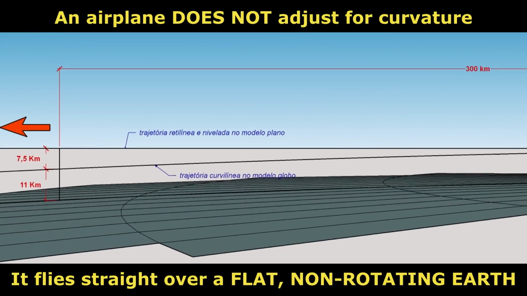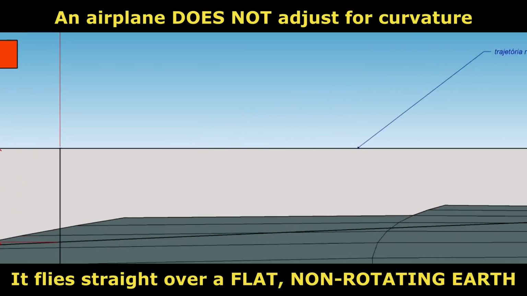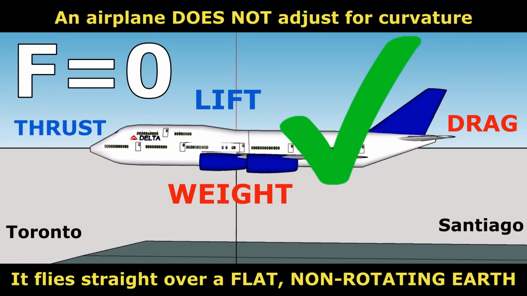Now this is what we observe on the flat Earth map, and on the flat Earth, and that's what is really happening. The airplane is flying level and straight. Lift and thrust is balanced with weight and drag. This way the airplane flies straight and level for thousands of miles.